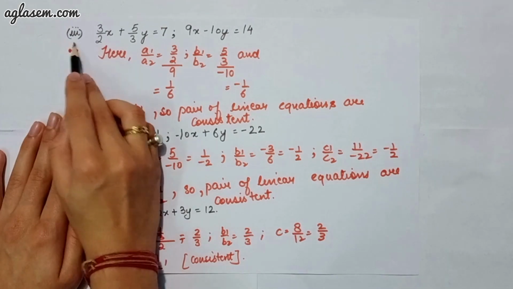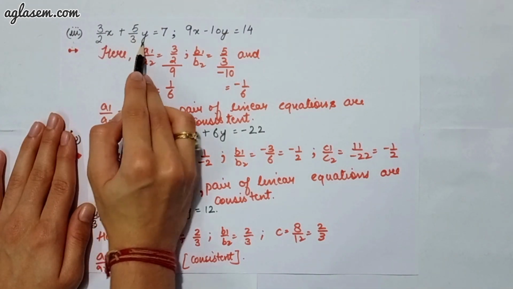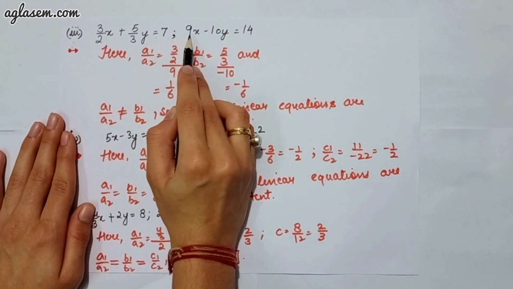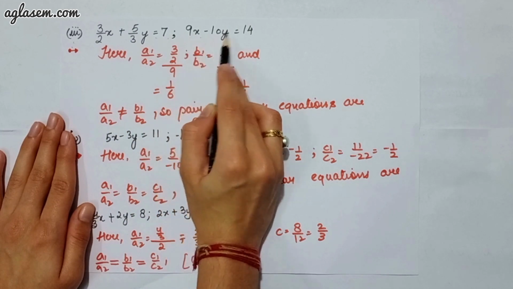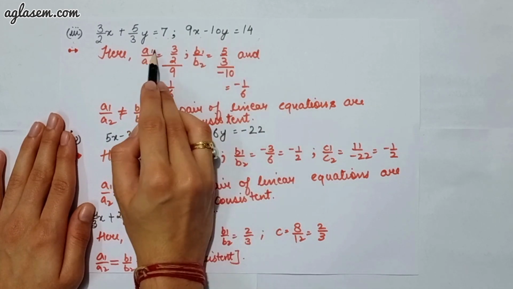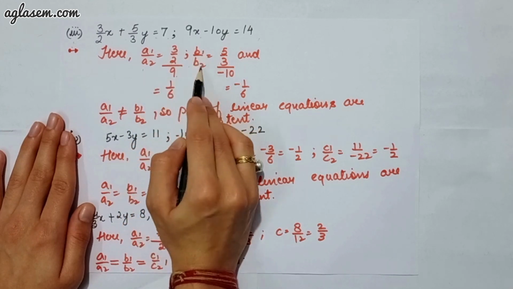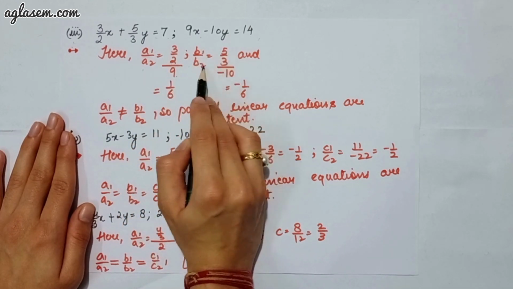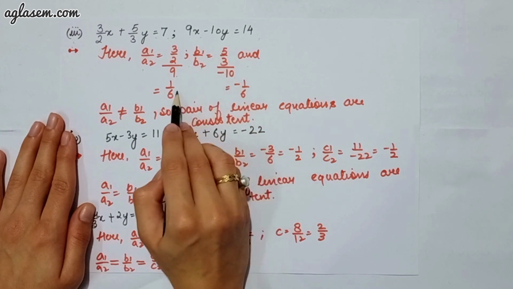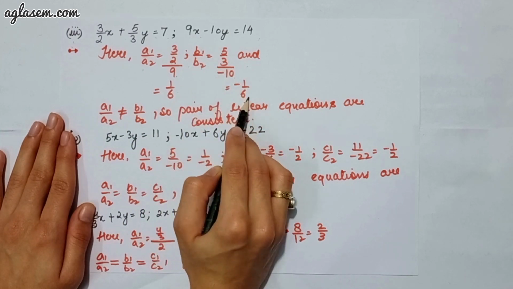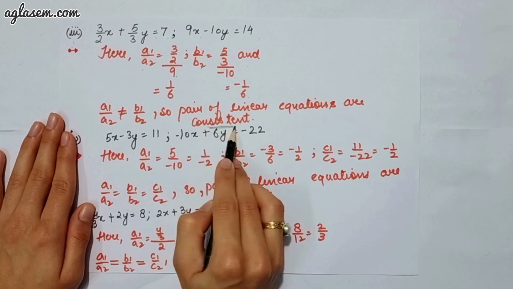The third part says 3 upon 2 x plus 5 upon 3 y is equal to 7 and 9x minus 10y is equal to 14. Here we have a1 upon a2, that is 3 upon 2 divided by 9, and b1 upon b2 is equal to 5 upon 3 divided by minus 10, which will give you 1 upon 6 and minus 1 upon 6. So it means they are consistent.